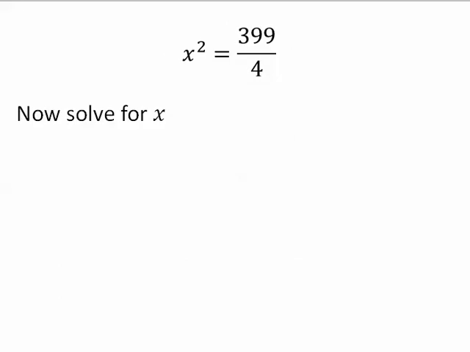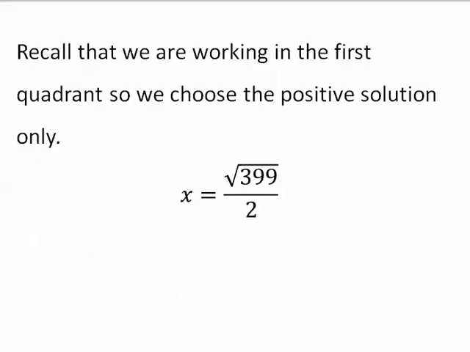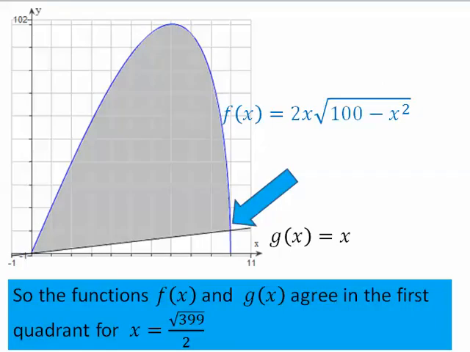Now we're ready to solve for x itself. When you take the square root of both sides, you have to keep in mind it's plus or minus. Recall that we are working in the first quadrant, so we are going to choose just the positive solution. So the functions agree when x equals 1/2 the square root of 399.